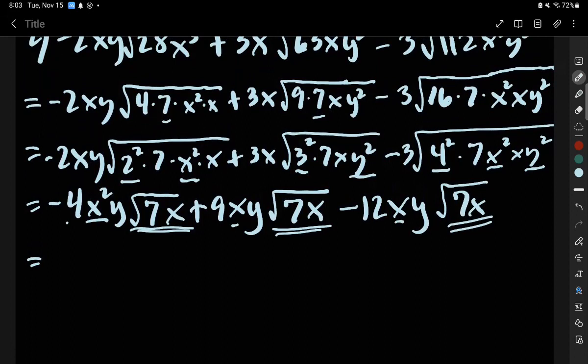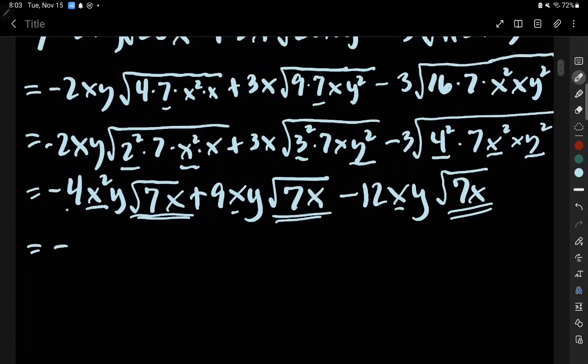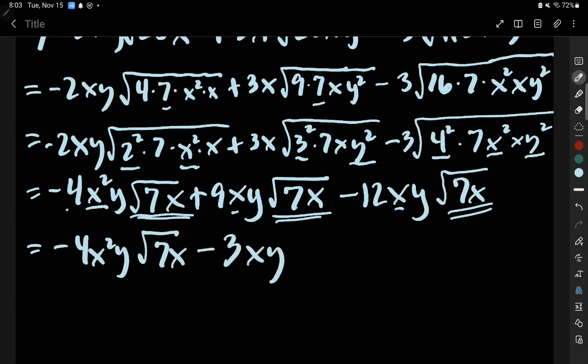While the 4xy is a kind of different. So we cannot do anything with that. So we'll just copy it. Negative 4x squared y square root of 7x. And then we combine 9 and negative 12. So it becomes negative 3xy square root of 7x.